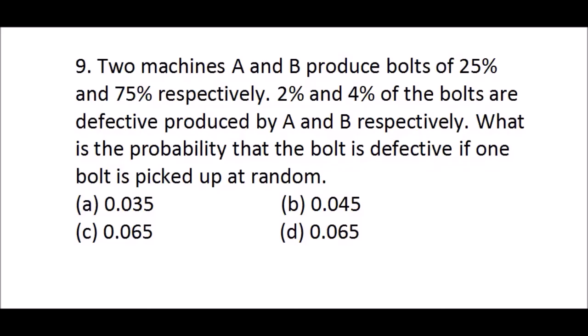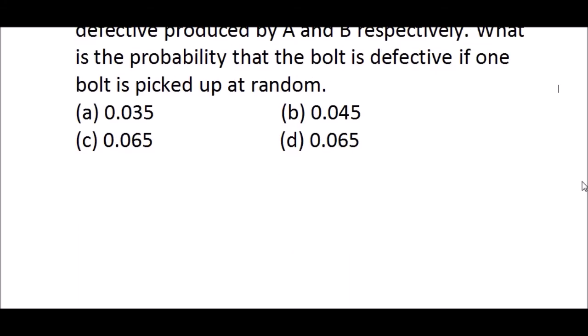The next problem is, two machines A and B produce bolts, 25% and 75% respectively. 2% and 4% of the bolts are defective, produced by A and B respectively. What is the probability that the bolt is defective if one bolt is picked up at random? In this problem, let us consider that the total number of bolts produced by both A and B together is X.